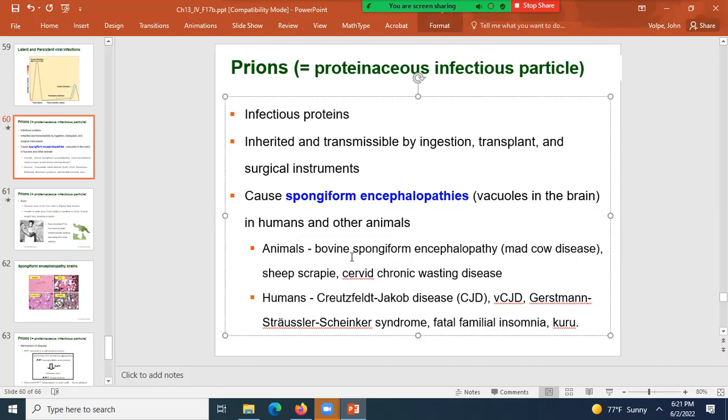In humans, we don't call it that. We don't even call it human spongiform encephalopathy. We call it Creutzfeldt-Jakob disease, or a variant of Creutzfeldt-Jakob disease. Gerstmann-Sträussler-Scheinker syndrome. These are named after the people who discovered it. And then fatal familial insomnia and Kuru. And all of these diseases are caused by a prion. Any question about any of that?